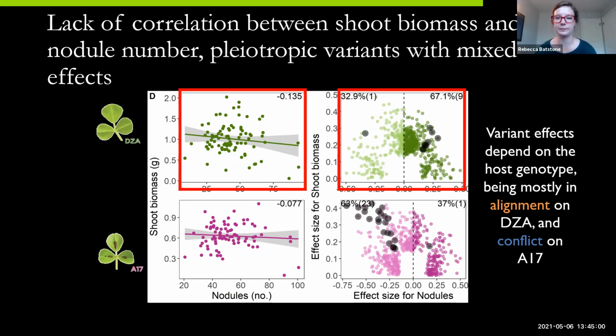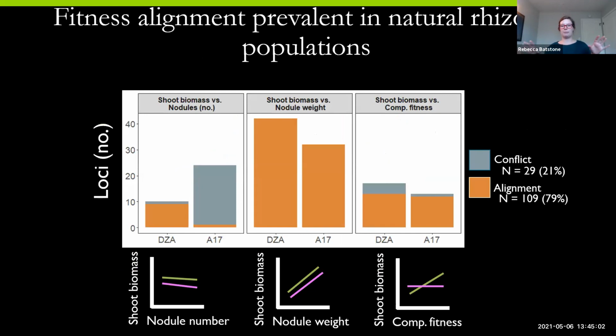Okay, so here, just like before, I'm tallying all the numbers of pleiotropic variants underlying fitness conflict or alignment. And basically you see more orange in this plot, right? So 80% of the total pleiotropic variants that we looked at seem to underlie fitness alignment. And most of the pleiotropic variants were associated with rhizobium quality and nodule weight. So these results suggest that fitness alignment seems to prevail in natural populations, which is actually not what we expect based on theory within mutualism, where you expect more conflict between the two partners.